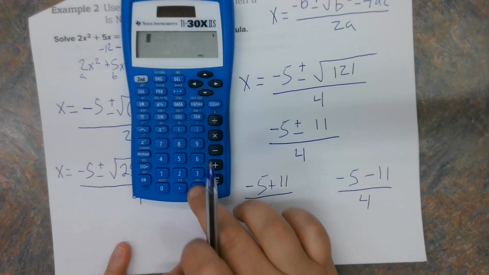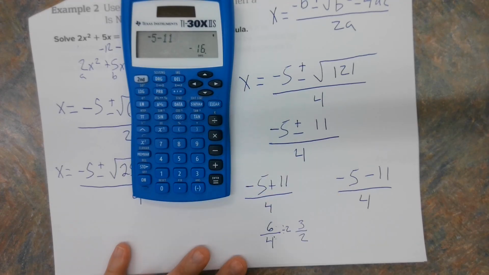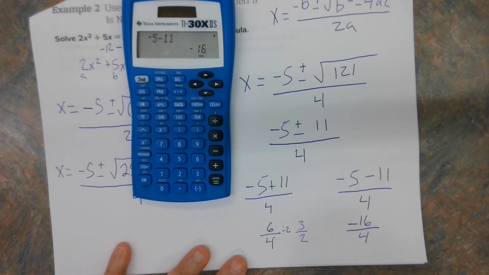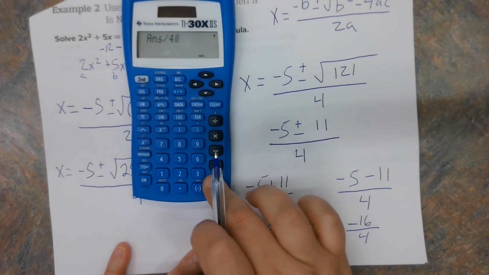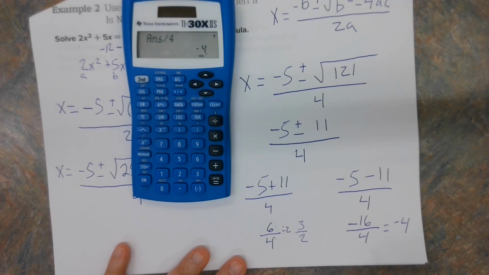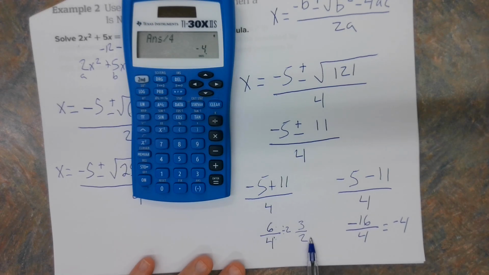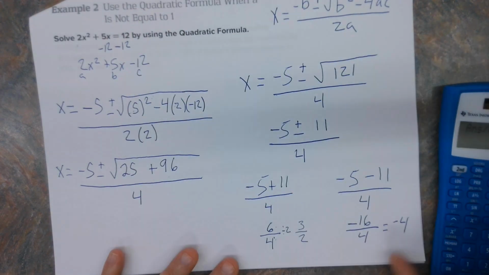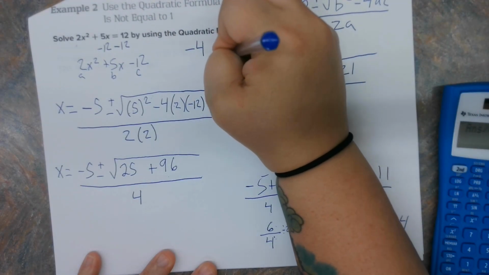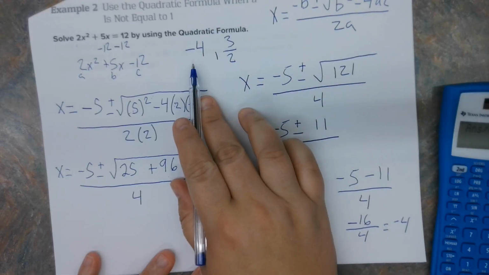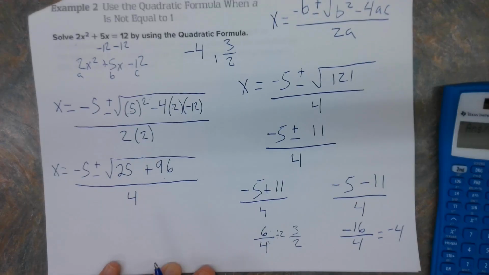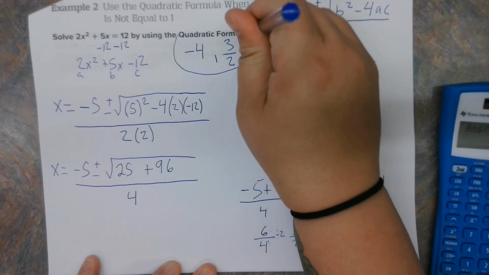Negative 5 minus 11. It's going to be negative 16. So I have negative 16 divided by 4. Do you know what negative 16 divided by 4 is? It's negative 4. Okay, so my answers are negative 4 and 3 over 2. Okay, so they're allowed to be different. So these are my solutions. I don't really want to put it in parentheses because it's not an ordered pair, and when I put it in parentheses, it looks like an ordered pair. But these are my solutions.